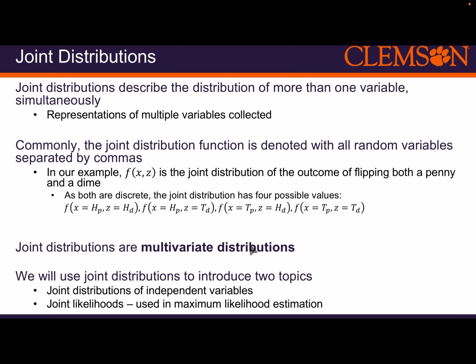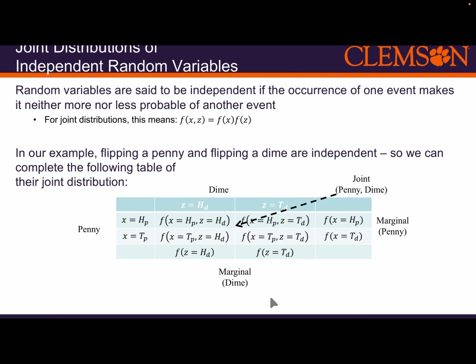These are multivariate distributions. I keep saying that, try and drill that in. But we use joint distributions here to introduce two new important topics: joint distributions of independent variables. And in this case, my flipping of the penny and my flipping of the dime, in practice, you should not think that there's any different correlation here. I'm just literally flipping them both. So they're independent. And we'll also use this to introduce the idea of a joint likelihood. And this is really what's used in maximum likelihood estimation as we get further along.